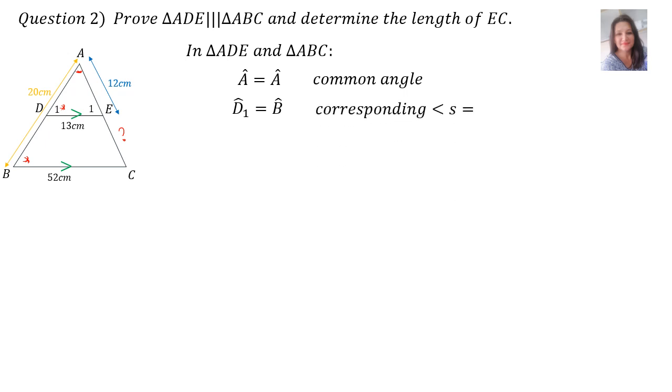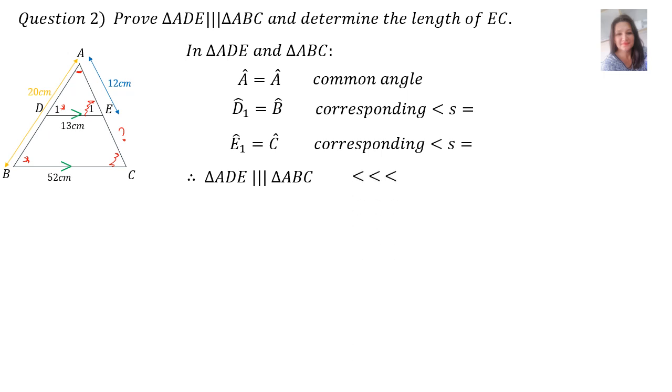And then remember, I said you don't even have to think about this one. You can say that angle E1 is equal to angle C, the remaining angle. E1 is equal to angle C, and your reason can either be corresponding angles equal or third angle of a triangle. Therefore, triangle ADE is similar to triangle ABC, and your reason, angle, angle, angle.